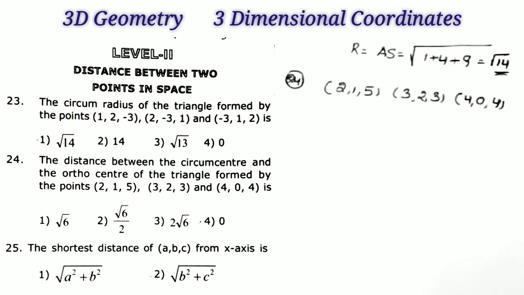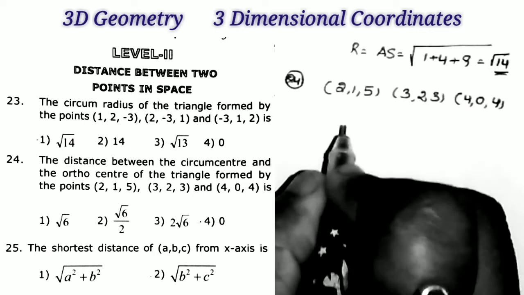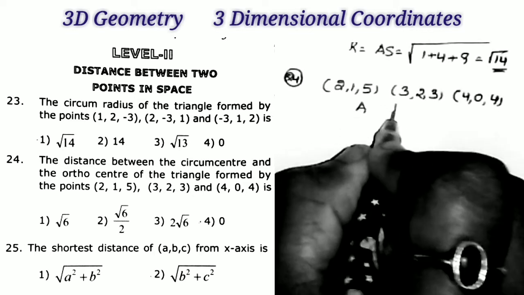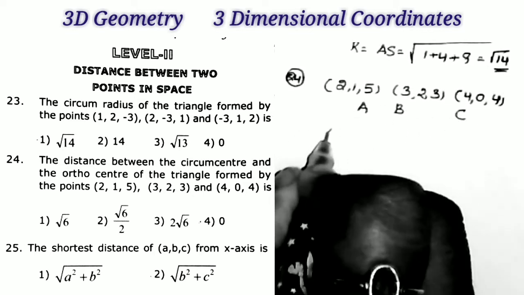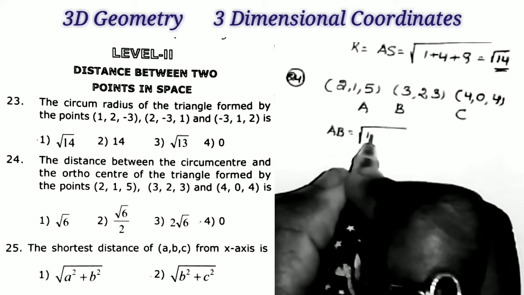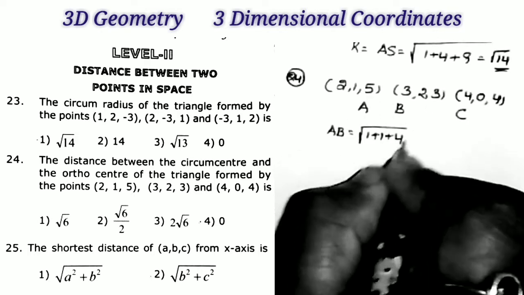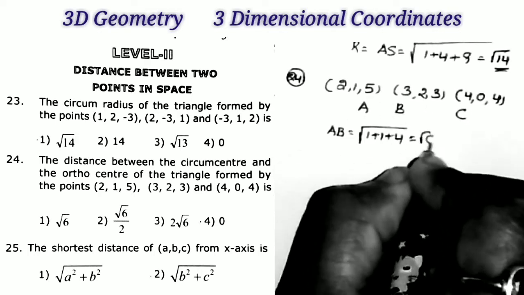Next question, sum number 24. The distance between the circumcenter and orthocenter of the triangle formed by the points (2, 1, 5), (3, 2, 3), (4, 0, 4). So here also, first I take the 3 points as ABC, and I find the distances. What is the AB distance? Square root of (2 minus 3) whole square, 1; (1 minus 2) whole square, 1; (5 minus 3) whole square, 4. That is AB equal to root 6.